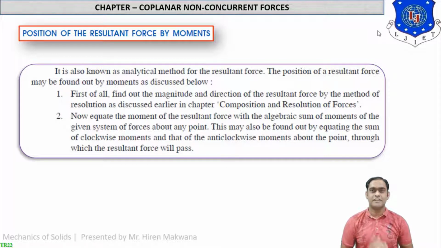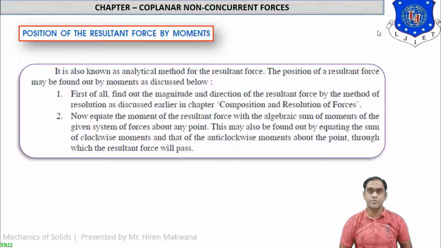This lecture is the last lecture for non-concurrent, coplanar forces, which means the ongoing chapter is completed in this lecture. Today we will discuss some small theories and one or two numericals based on this, and that's it for the chapter. Let us see the topic of the lecture today: position of the resultant force by moments.